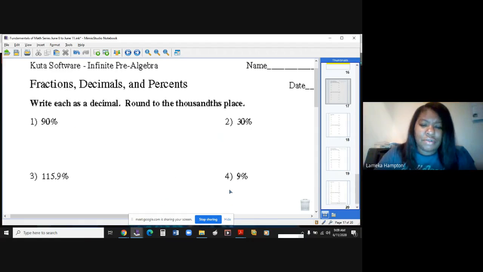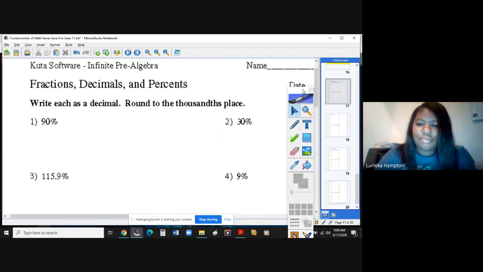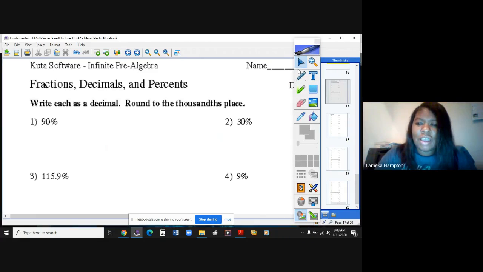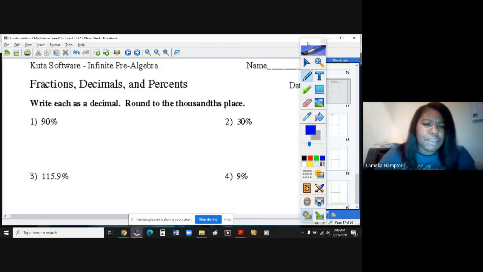Let me pull up my toolbar. We're going to do the first four that we see here, simply because I think that'll be easier for us. And that way, if you're watching this as a playback video, you can understand how each section works. For numbers 1, 2, 3, and 4, it says write each as a decimal.